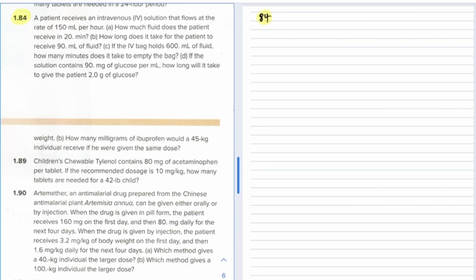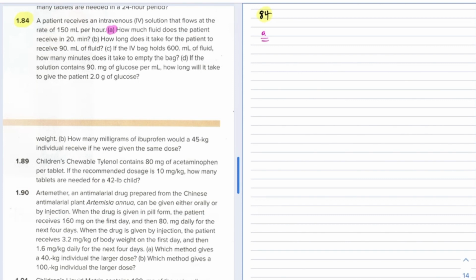Number 84 deals with IVs. A patient receives an intravenous IV solution that flows at the rate of 150 milliliters per hour. And then you're asked 4 questions, A, B, C, D. Part A, how much fluid does the patient receive in 20 minutes? Let's just do that one first.